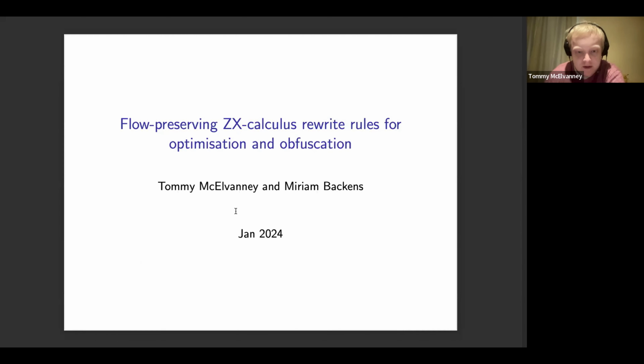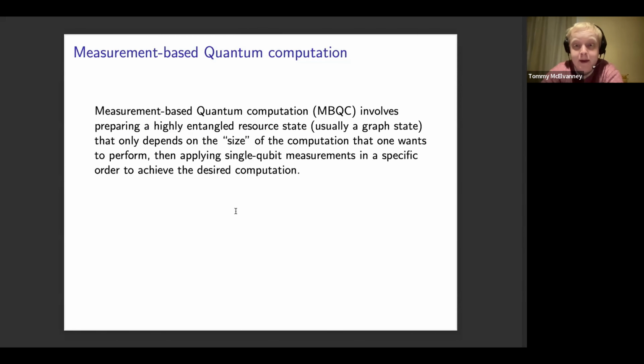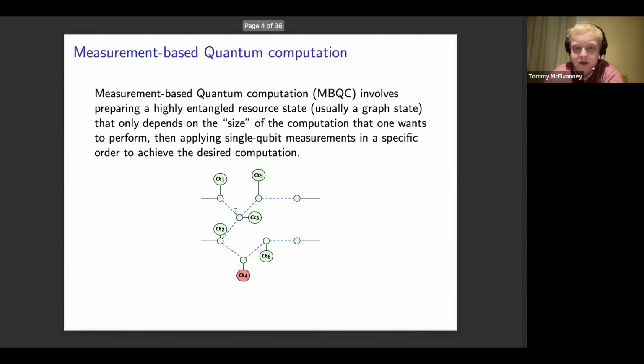So first, MBQC involves us. We basically prepare a load of qubits in the plus state, entangle them together with CZ gates, and then we perform some measurements. So we can entangle a load of stuff together like this, choose what we want to measure them in, and this is how we perform our computation. So here we've chosen all of them apart from alpha 4 to be XY measurements, and alpha 4 is a YZ measurement. This was just some random choice just to show you what it could be.